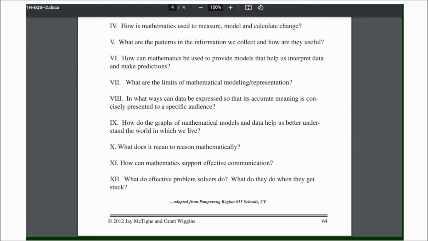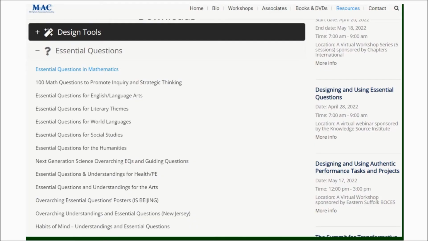As you move on, you have everything you need at this website, and not just for math. You can go back in this site for social studies, for humanities, for language arts, all these other essential questions you can use at this website.